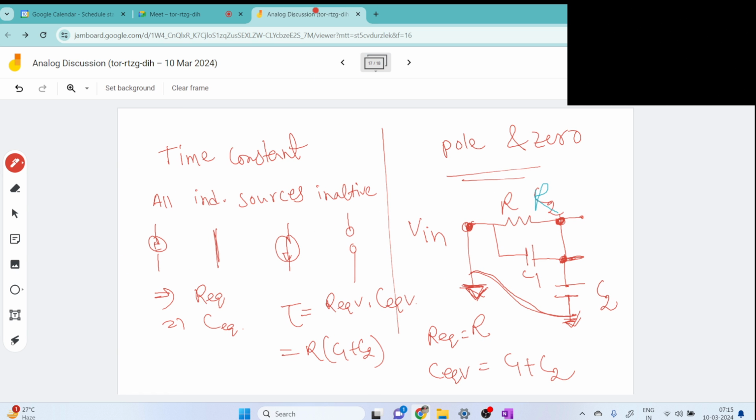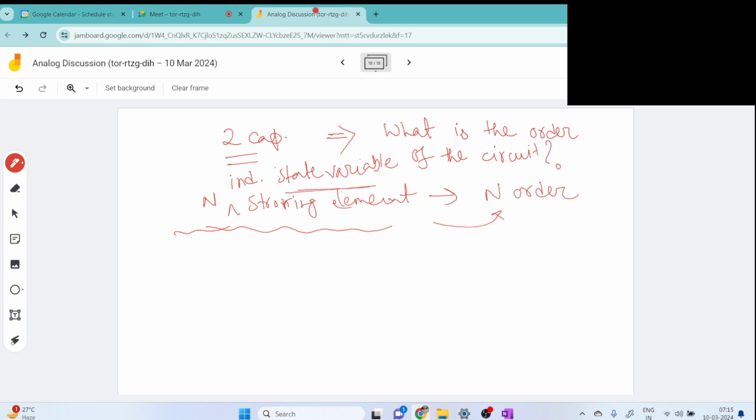So can you please elaborate what independent means here? Yes. Independent means, let's say, for a capacitor our variable is voltage, and for an inductor our variable is current. These are the state variables. This is our VC1, and this is our V out.